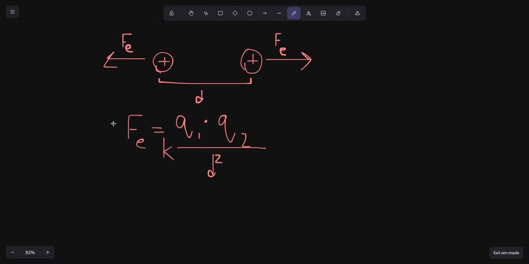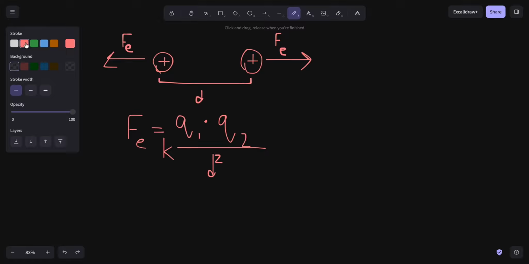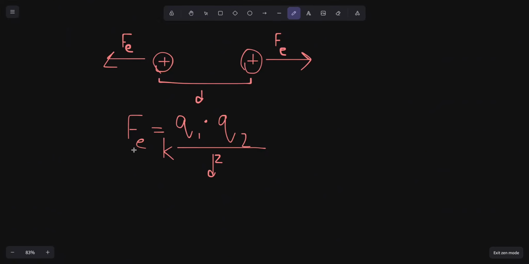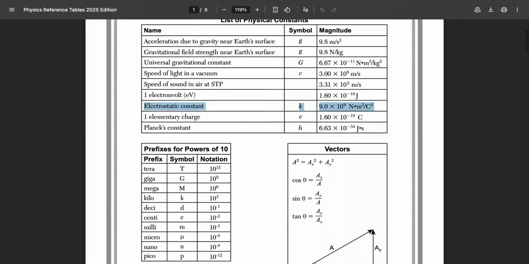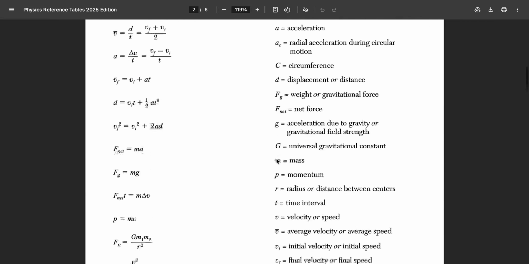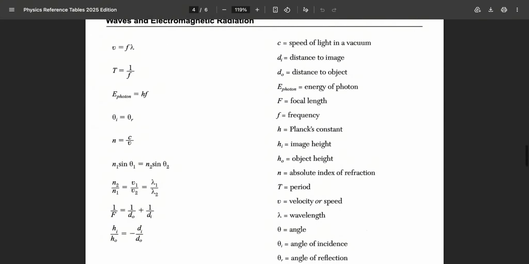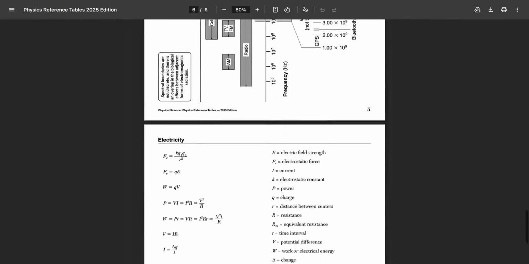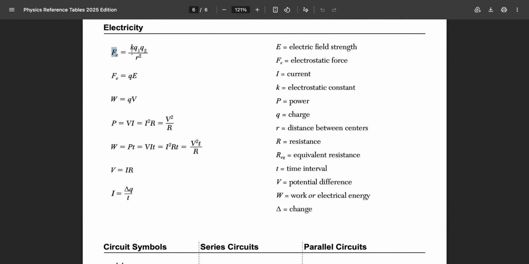Now, the way we quantify this is with something called Coulomb's law. Coulomb's law states that the electrostatic force between 2 objects is equal to the charge of the first object times the charge of the second object, divided by the distance squared. All of this is multiplied by the constant K, which is the electrostatic constant. This is in your reference table, and the formula should be in your reference table as well. If you scroll all the way down here, this is Coulomb's law right here.